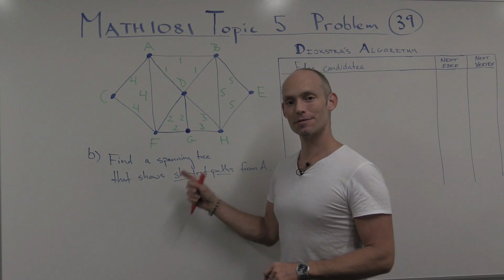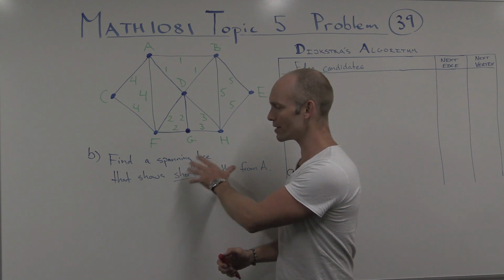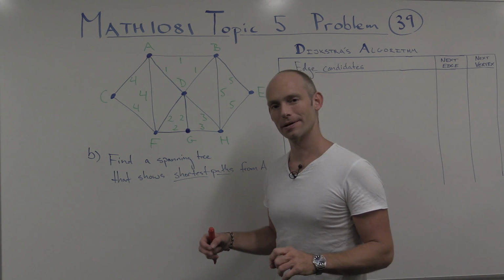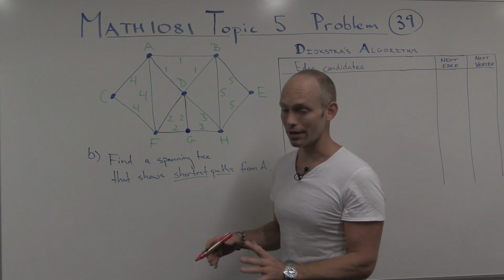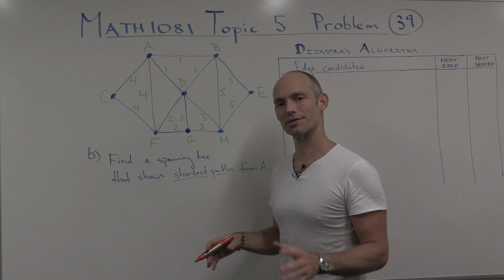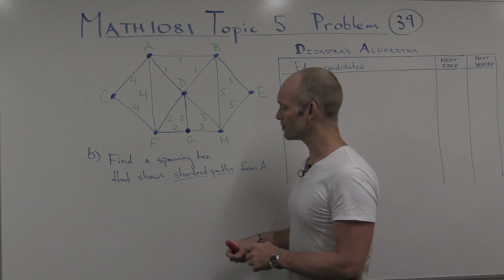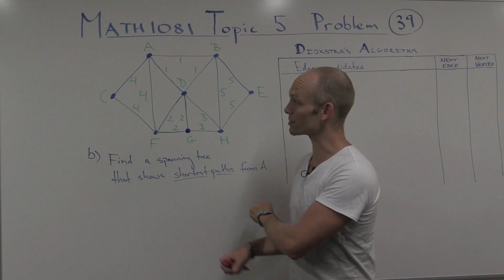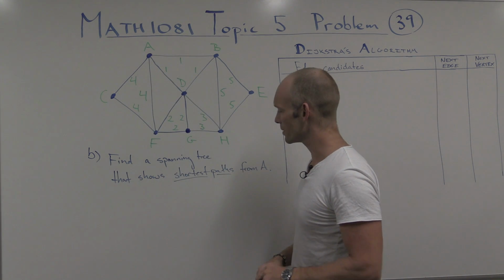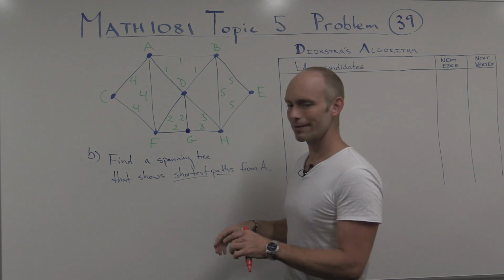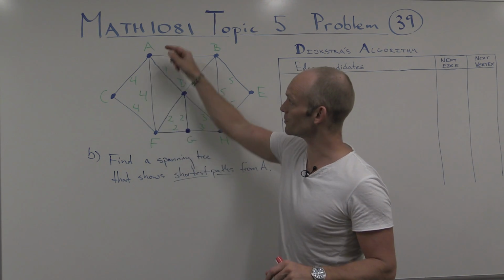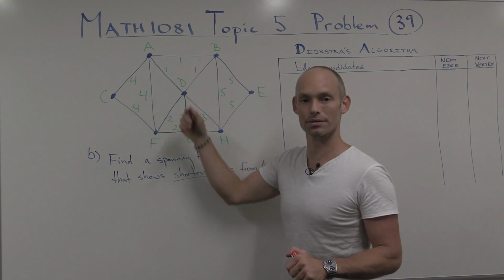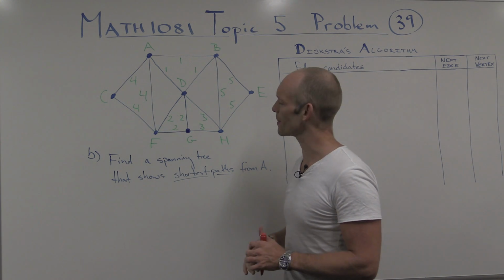Okay. In this part of the problem, we again have to find a spanning tree, just like in part A. But this time, we're not trying to find a minimal spanning tree. It's minimal, but not in the same sense as before. It's minimal in the sense that it shows the shortest paths from a specific vertex, which is going to be A. So when we find this spanning tree, it will show us the ways to get from A to all of the other vertices in shortest distance possible, if these numbers give us distances between vertices.